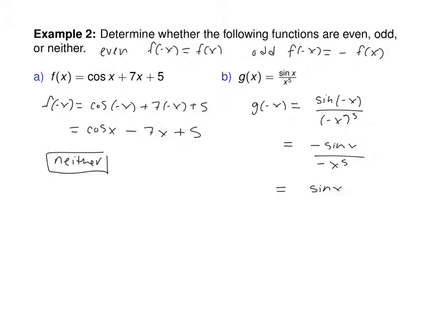So they cancel, and that's the original function again, isn't it? So that means this function is even. Because this is still new to you, I want to see that you know how to plug in negative x and the result that you get. That's what I want to see for work.